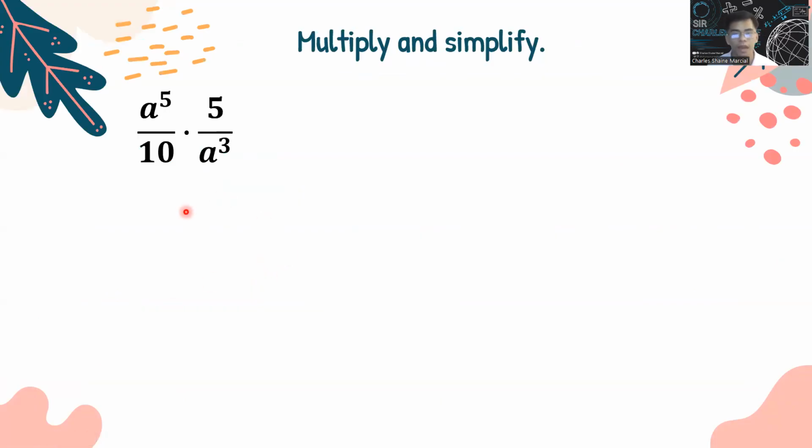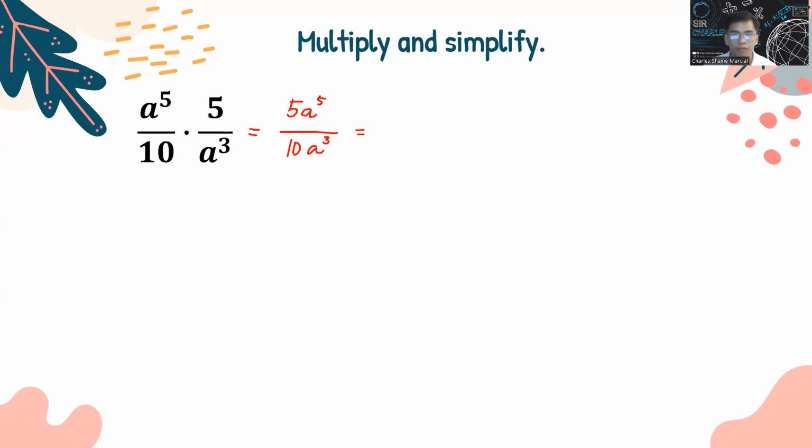Okay, so for example, we have a raised to 5 over 10 times 5 over a raised to 3. So ang gagawin lang po natin, i-multiply lang yung numerators together. We multiply a raised to 5 times 5, so magiging 5a raised to 5. And for the denominator, 10 times a cubed, magiging 10a cubed. And then after that, we can simplify if possible.